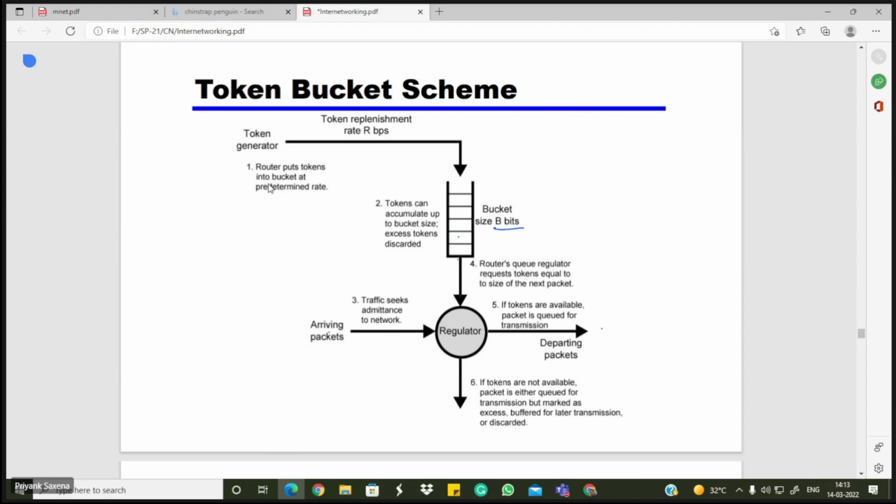The router puts tokens into the bucket at a predetermined rate. Tokens can accumulate up to the bucket size. Excess tokens are discarded. Then traffic seeks admittance to the network. Once the packet arrives at the regulator, the router's queue regulator requests tokens equal to the size of the next packet. Once it gives tokens equal to the size of this packet, the packet is allowed to pass. Otherwise, if tokens are not available, the packet is either queued for later transmission, marked as excess, or discarded, right? This is the token bucket scheme to regulate the traffic.